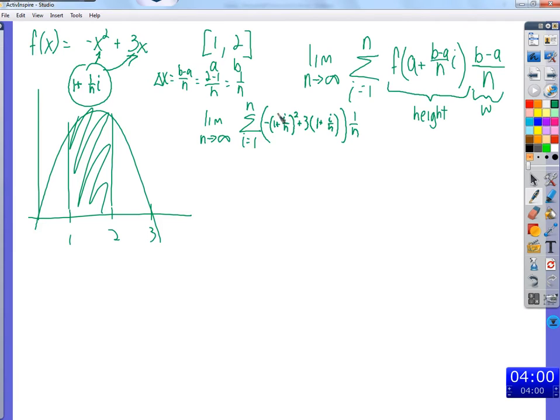Right, so now we're going to apply these summation formulas and clean it up so that we can apply the summation formulas, and then at the very end we can let n go to infinity. All right, so we just carry this through.